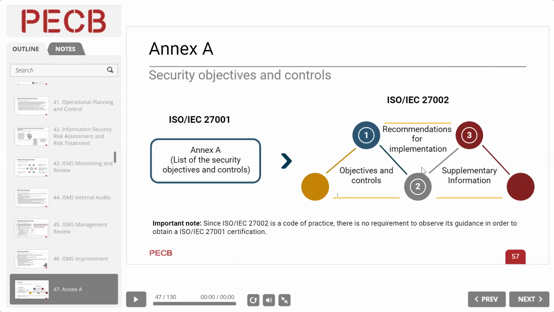Annex A just gives a very, very brief description, not enough for you to be able to implement. Just the control objective and a description of the control, that's all. So you need the 27002 to be able to fully understand the implementation requirements of that control. And as I said, ISO 27000 recommends 114 generic controls.